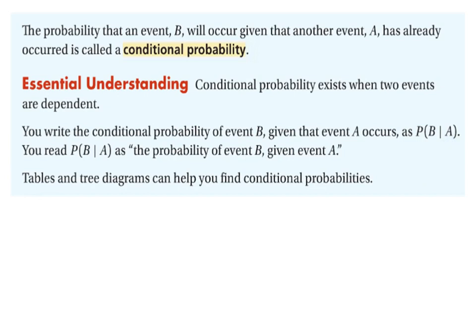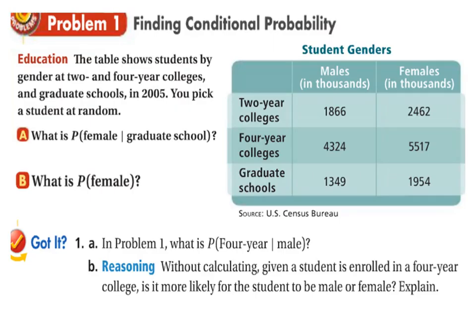So as it says, tables and tree diagrams are going to be helpful finding conditional probabilities. We'll start with a table of information. This table shows students by gender at 2- and 4-year colleges and graduate schools in 2005. And we're going to pick a student at random and try to figure out these different probabilities. So first of all, finding the probability that the student is female given that they are in graduate school.